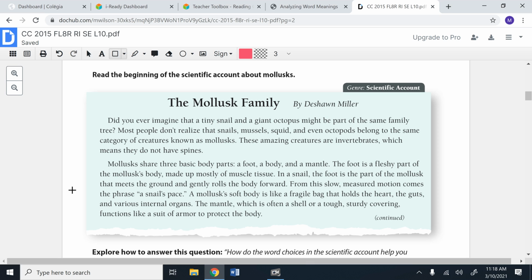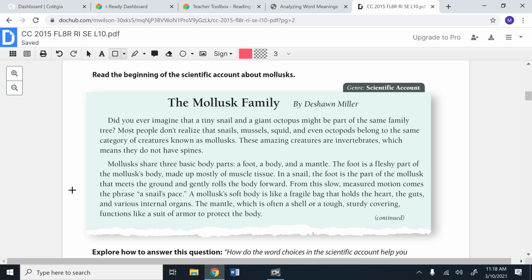Mollusks share 3 basic body parts: a foot, a body, and a mantle. The foot is a fleshy part of the mollusk's body, made up mostly of muscle tissue. In a snail, the foot is the part of the mollusk that meets the ground and gently rolls the body forward. From this slow, measured motion comes the phrase, a snail's pace.